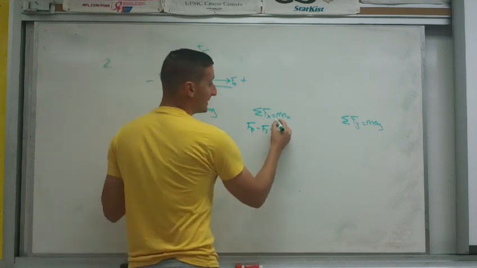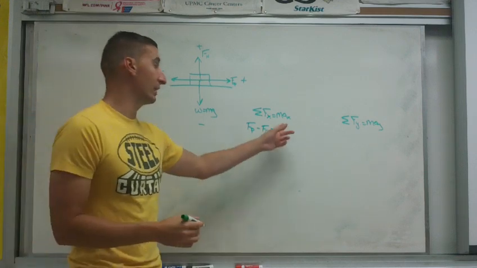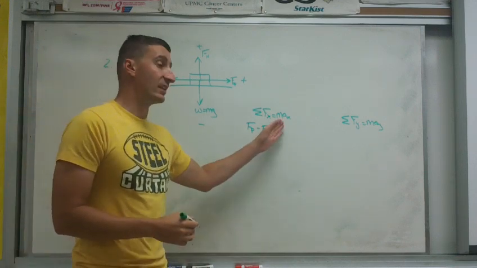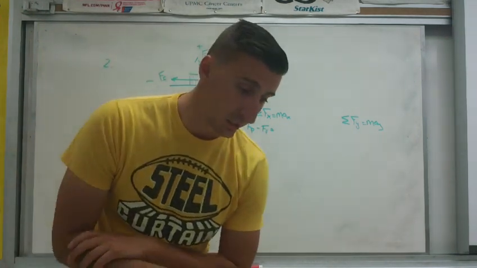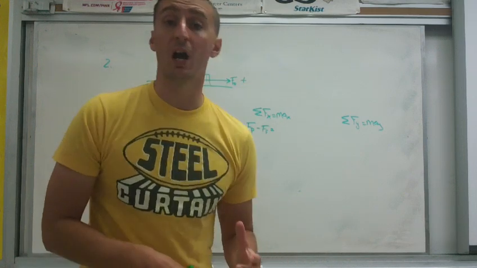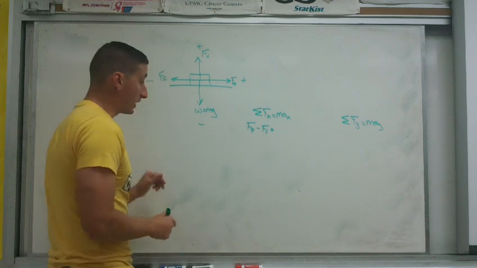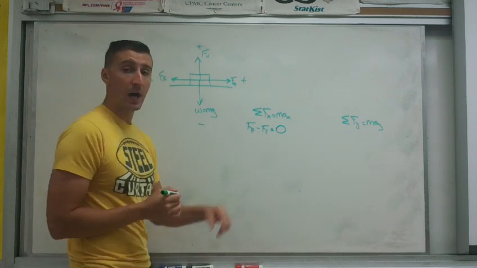Then you ask yourself, does it have acceleration? Okay, if it has acceleration, you leave it as max. If it has 0 acceleration, you put it at 0. Well, in our case here, it says it's moving at a steady speed, constant speed. So if you're moving at a constant speed, acceleration is 0. All right, let's look at the y direction.